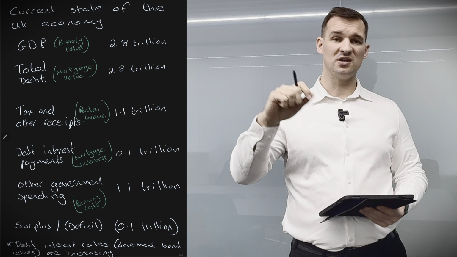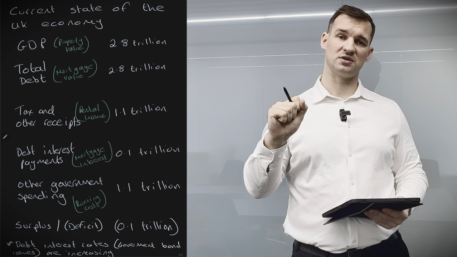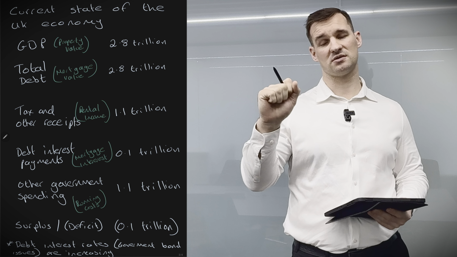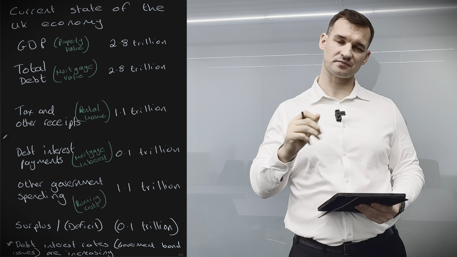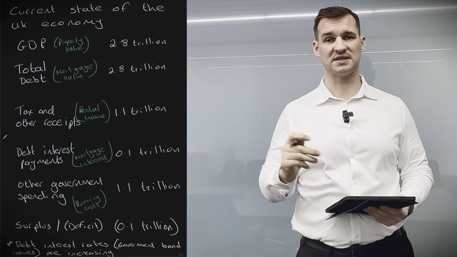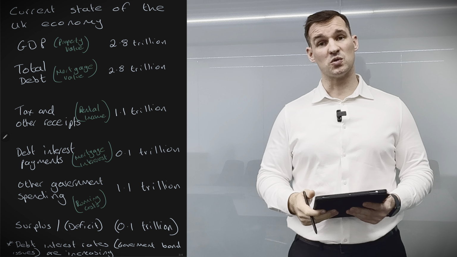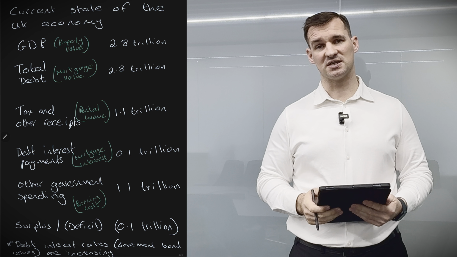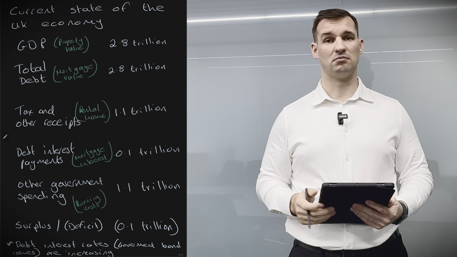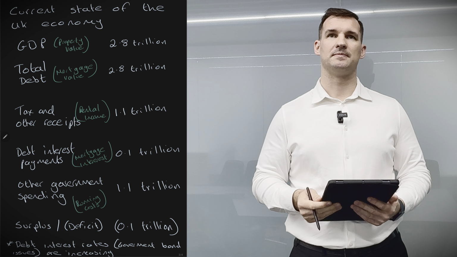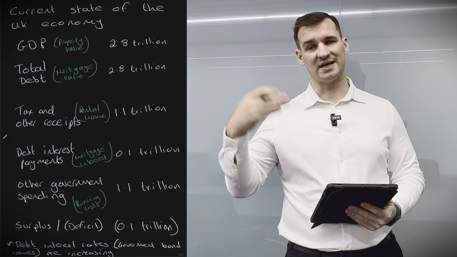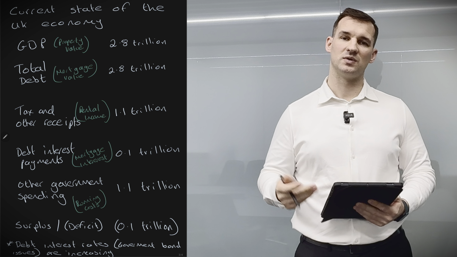When you factor all of that in, you have your tax receipts, less your government running costs, and less the government debt expense. That gives you a surplus or a deficit. Now, we know that in most years, the government runs at a deficit, meaning they spend more than they actually get in. And they fund that by increasing their debt, increasing their debt, increasing their debt, which obviously is a problem.